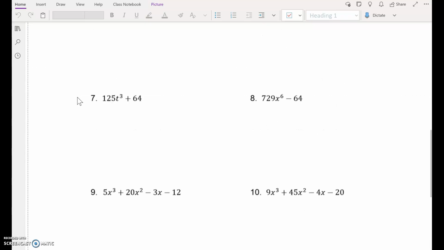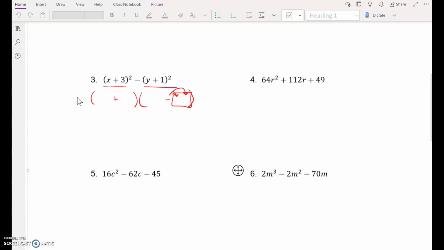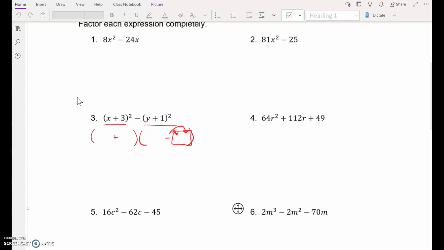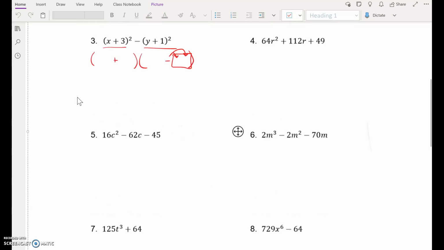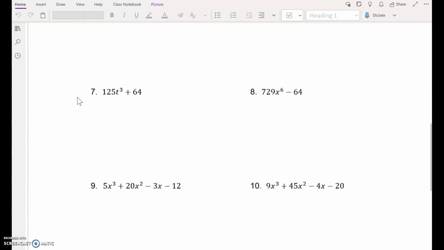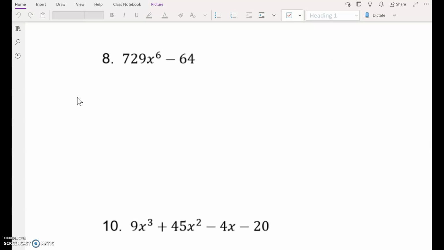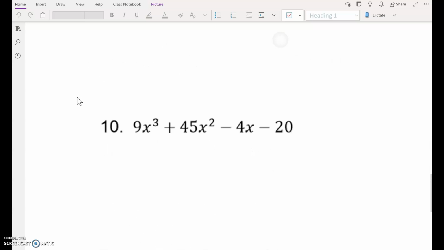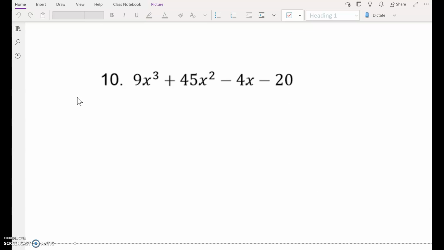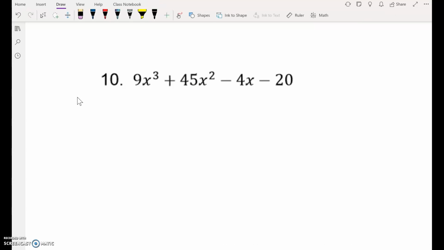Let's look at... Oh, I think it was number 8. Let's look at number 8. Wow. No, that's perfect squares. Let's look at number 10. Can we pull out a GCF? 9 and 45. They both share 9. 4, 20. No, they all don't share something.